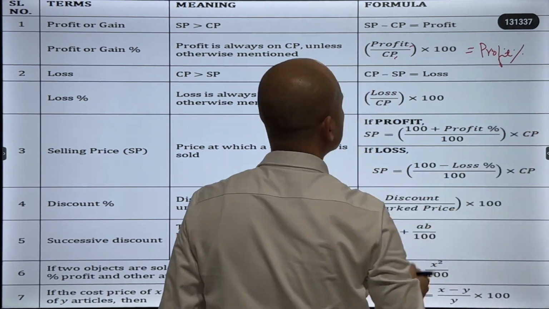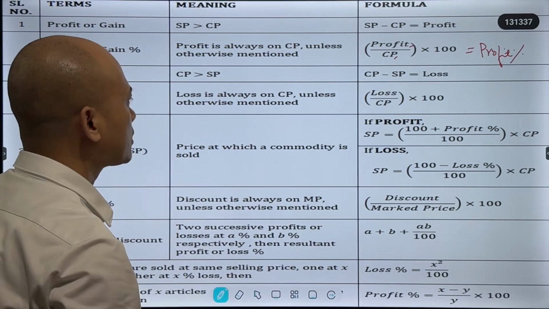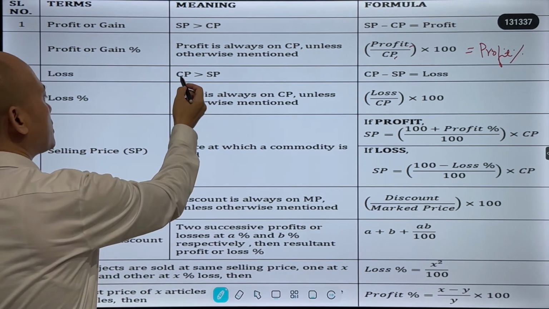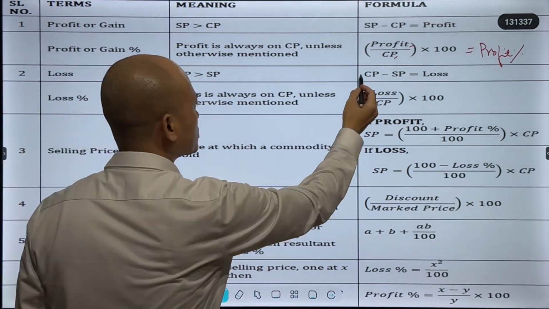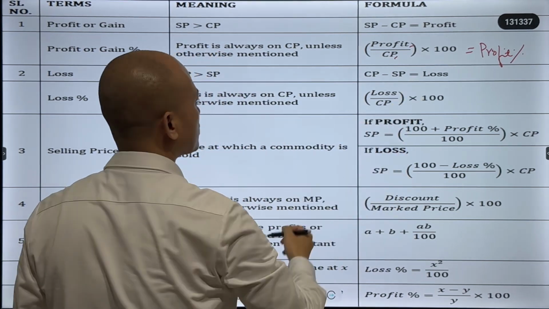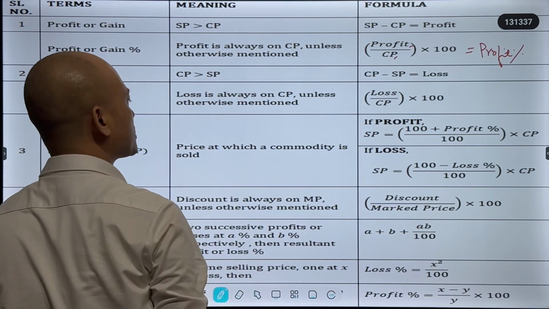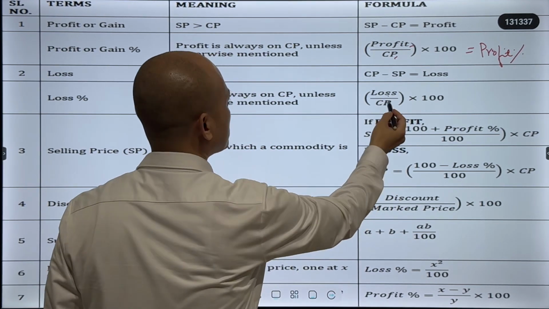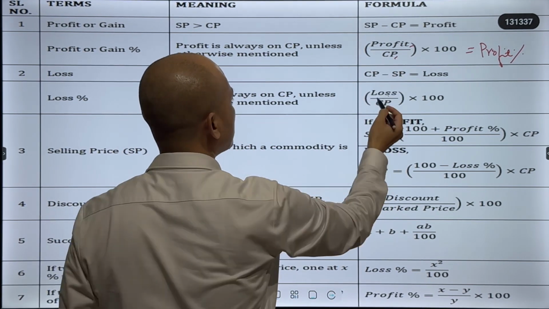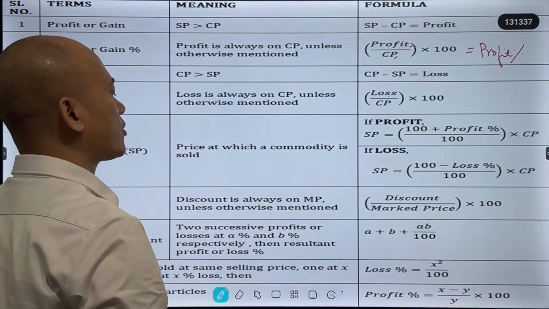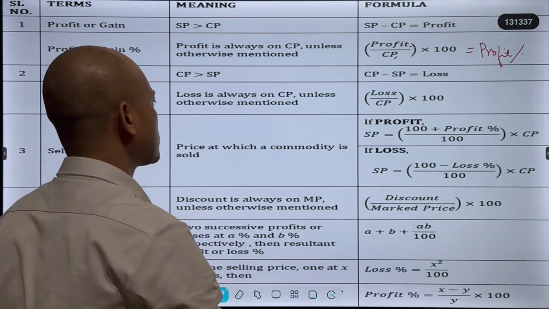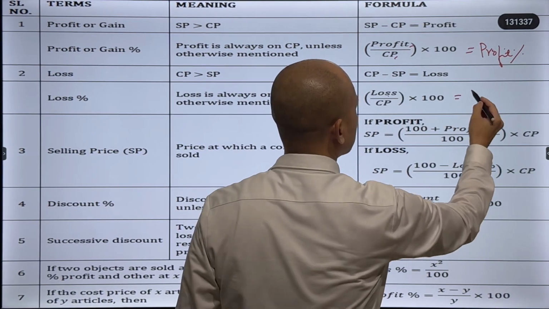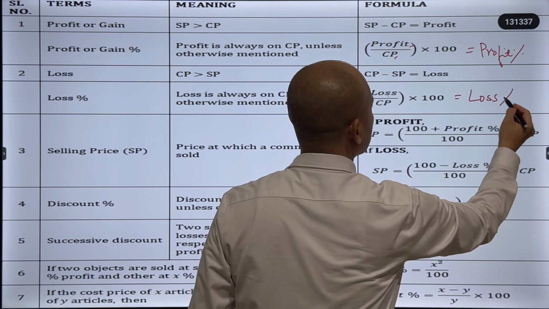Similarly, if you want to calculate loss, loss means cost price greater than selling price. So cost price minus selling price is equal to loss. Now we want to calculate loss percent. So loss percentage will be loss upon CP, loss by CP, just like profit by CP. Profit or loss is always calculated on CP. So loss by CP into 100 gives us the loss percent.